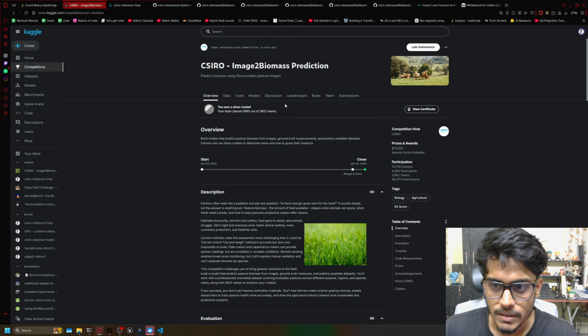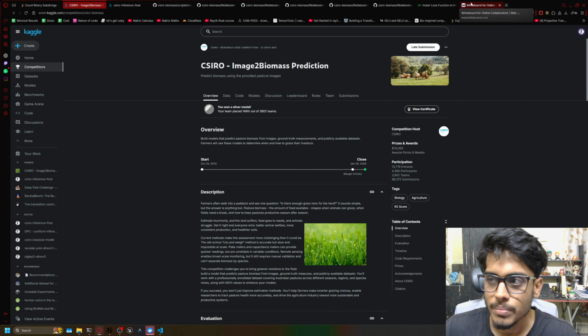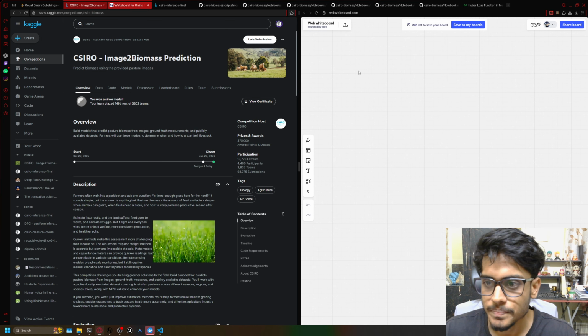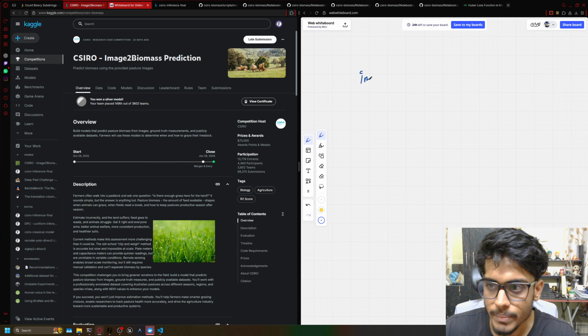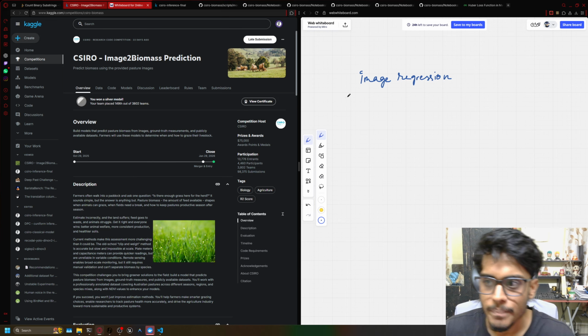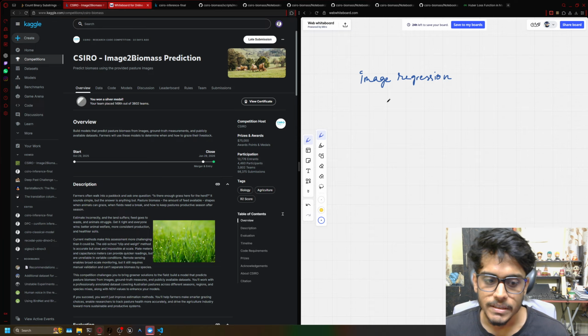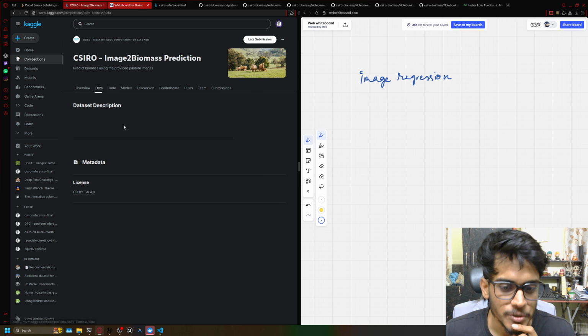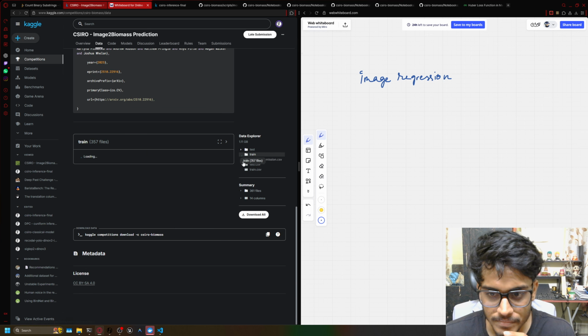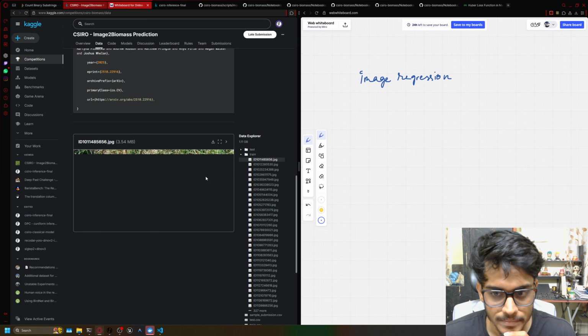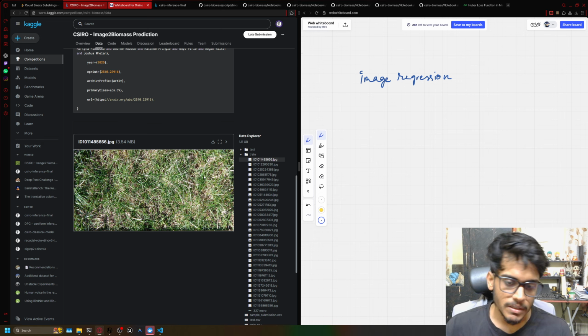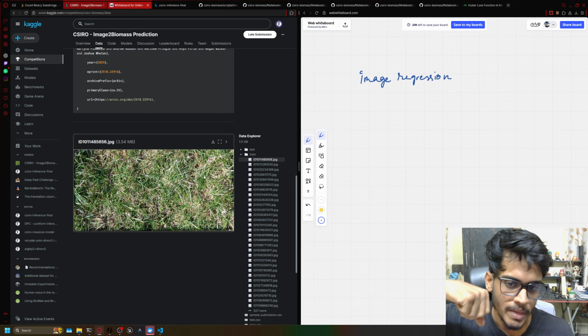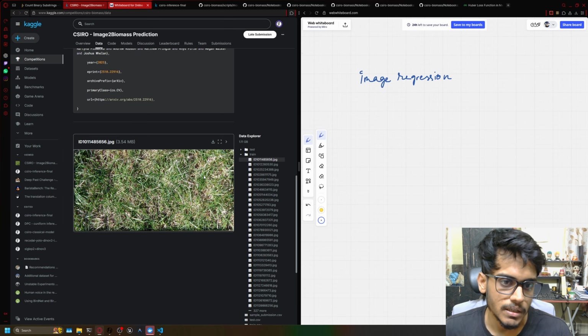So this was an image regression problem, because here the input was an image. I can show you the data. The basic premise of this competition was that they gave us some crop field images in a top view manner, and from that we have to predict biomasses.